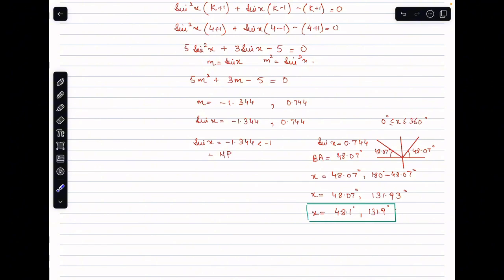So just make sure that all the angle values are represented up to one decimal place unless stated otherwise in the question.